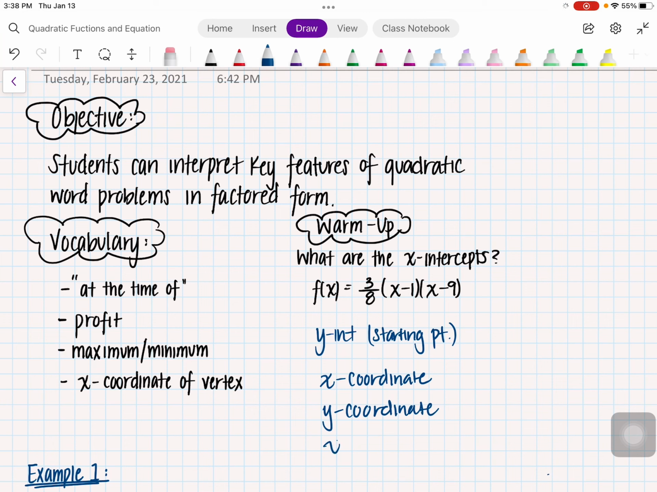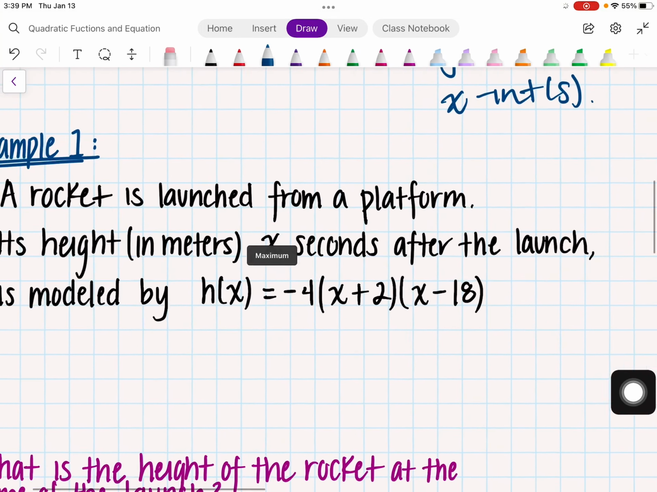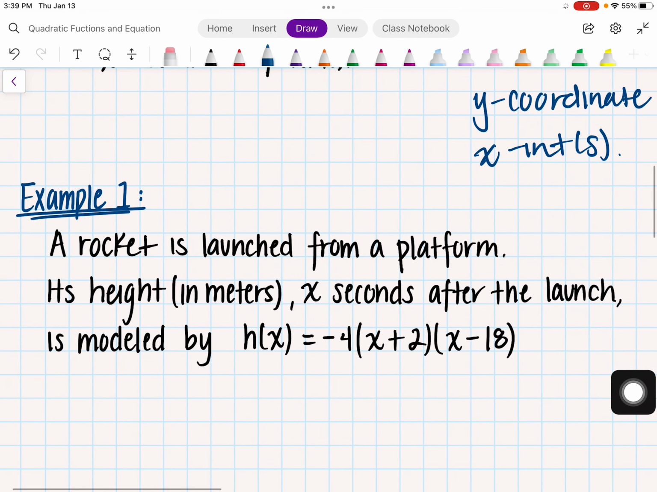the y coordinate, or the x intercept or intercepts. There could be one or two. So in this case, this is what we're going to be doing. We want to identify what they're asking us to find. So let's get started here with example 1.